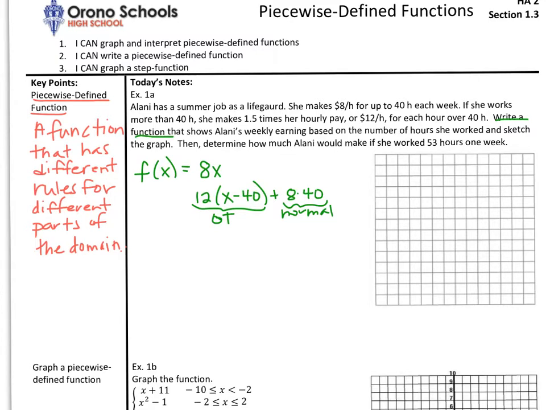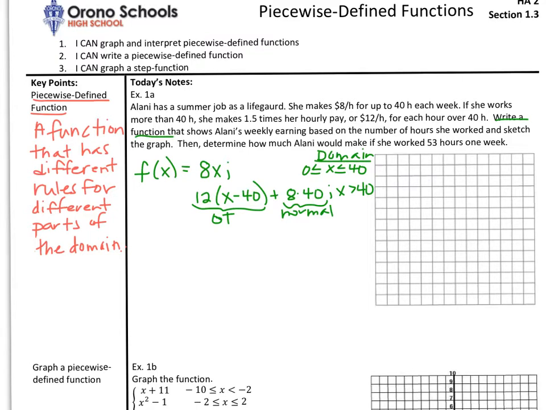But let's figure out the domain. When is this true? In that first row, this is true for anything between 0 and 40. She just makes that base salary. For that second group, which is a little bit more aggressive to look at right now, that's if she works over 40 hours. So there's your domain for each of those rules. I'll put a little semicolon in between them.